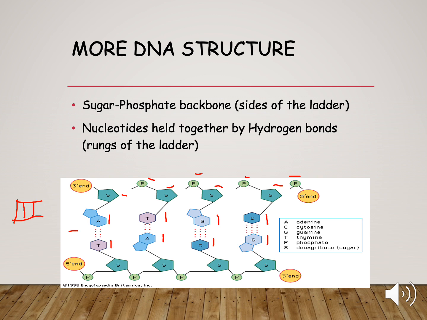They're bonded together by hydrogen bonds. Those red dotted lines in between those nitrogen bases are representing the hydrogen bond that's allowing for the nitrogen bases to combine together.